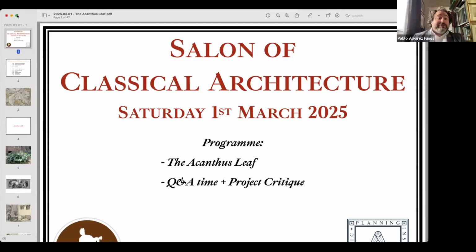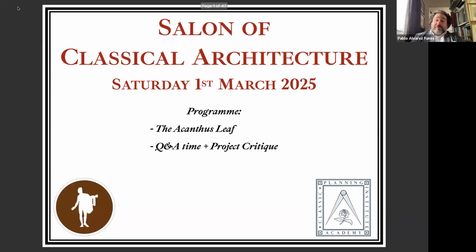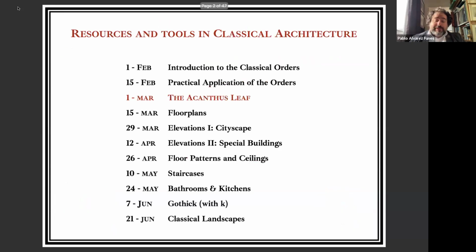Today we're going to be talking about the Acanthus Leaf. It's going to be a sort of small long journey across this wonderful feature of classical architecture. So as I said, today we're going to talk about the Acanthus Leaf and then our usual question time.